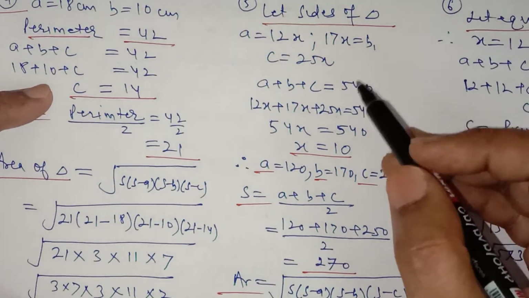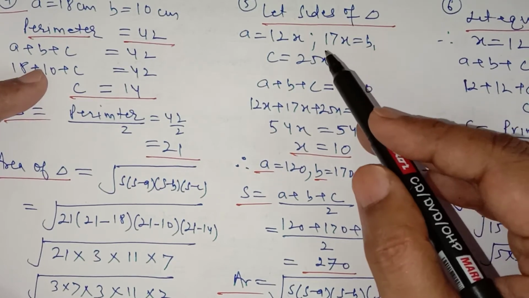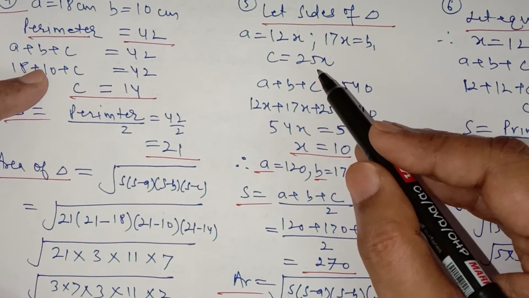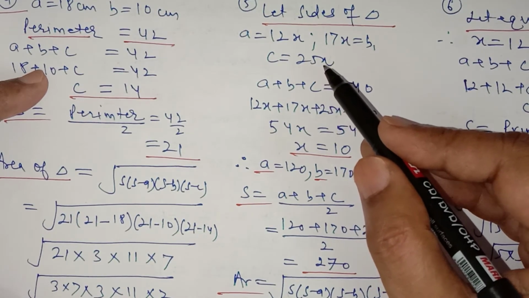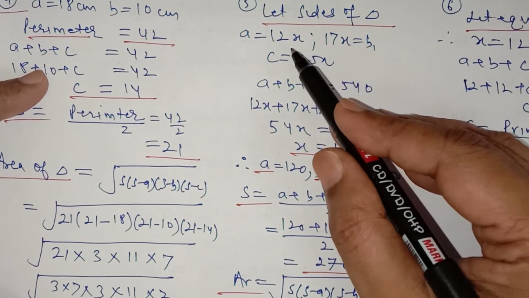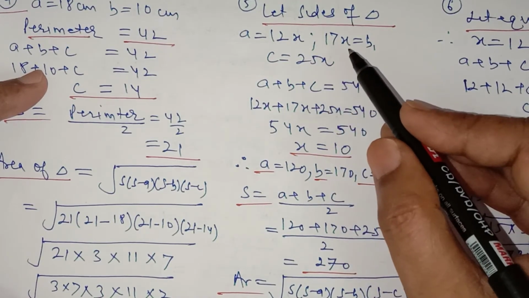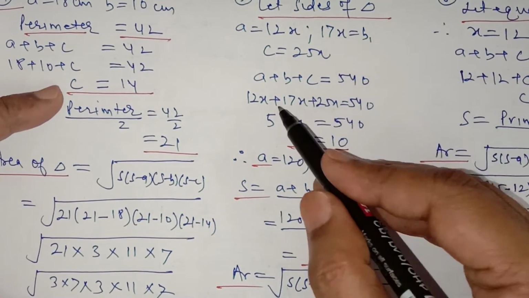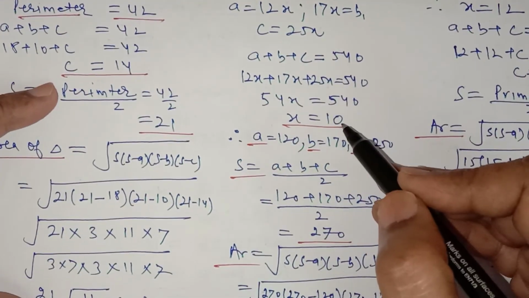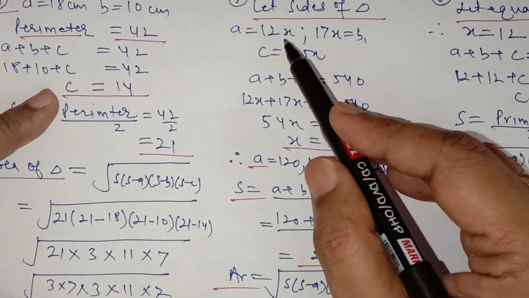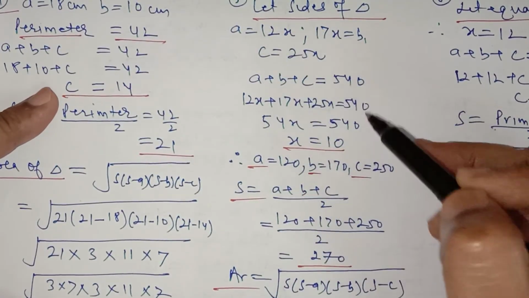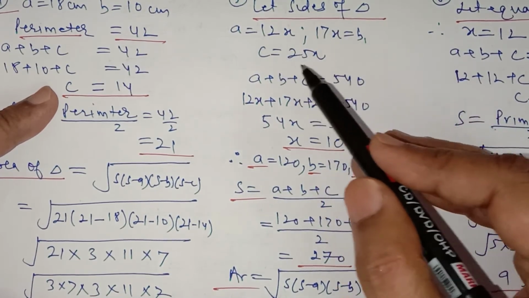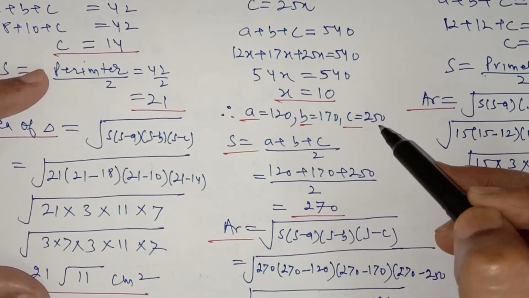Now in question number 5, the ratio of the sides of the triangle is given, which is 12:17:25. You know how to remove the ratios. So you let A be 12x, B be 17x, and C be 25x. Now A plus B plus C is equal to 540. So replace the values of A, B, C, you are getting the value of x, which is 10. So A will be 12 into 10, B is equal to 17 into 10, C will be 25 into 10. You are getting all the sides of the triangle.